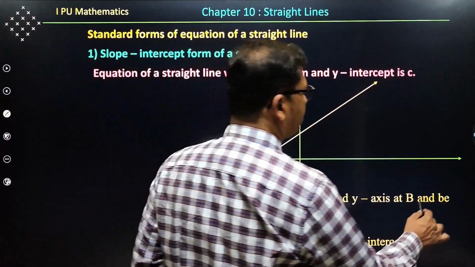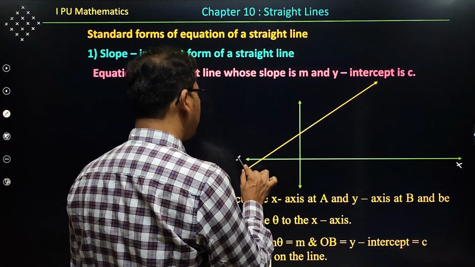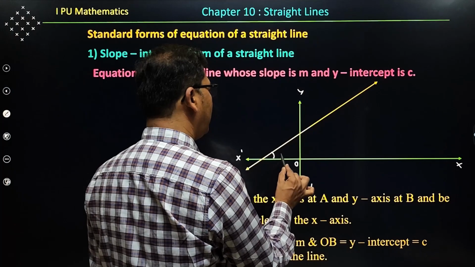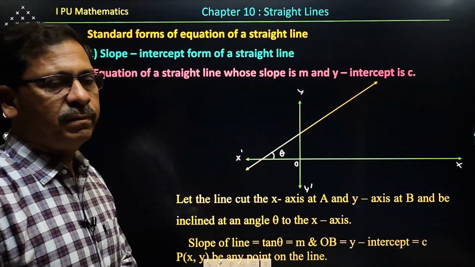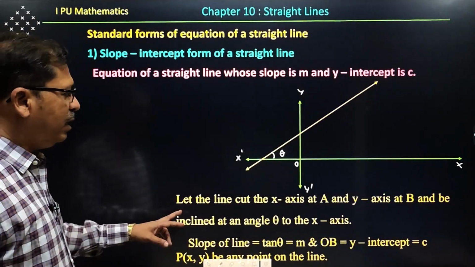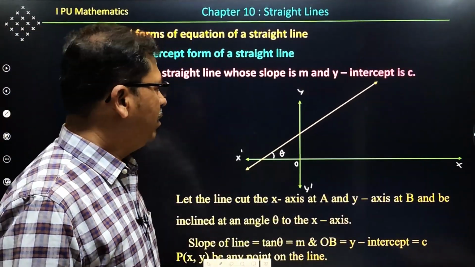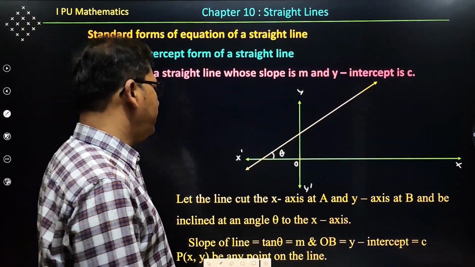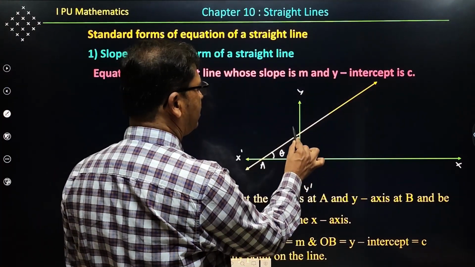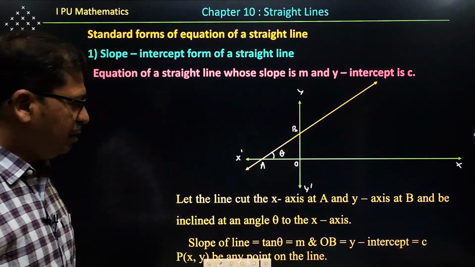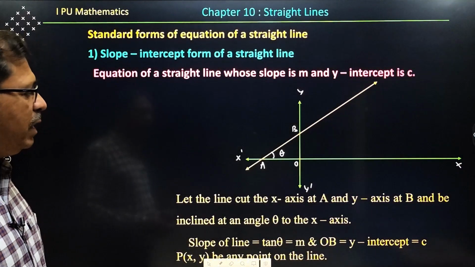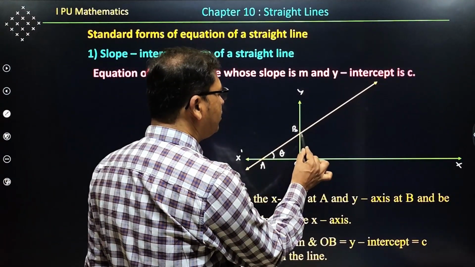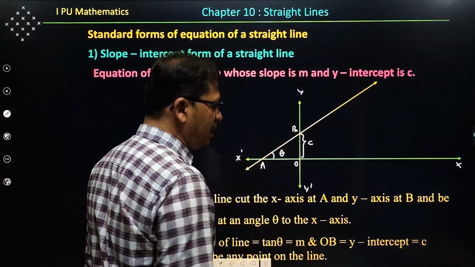I have taken a coordinate system, xx dash, and this is the origin, and the line is making an angle theta with the positive direction of x-axis. Let the line meet the x-axis at A and the y-axis at B, inclined at an angle theta to the x-axis. Slope of line tan theta is equal to m, and OB is the intercept. Which intercept here? Y-intercept. This is taken as c.